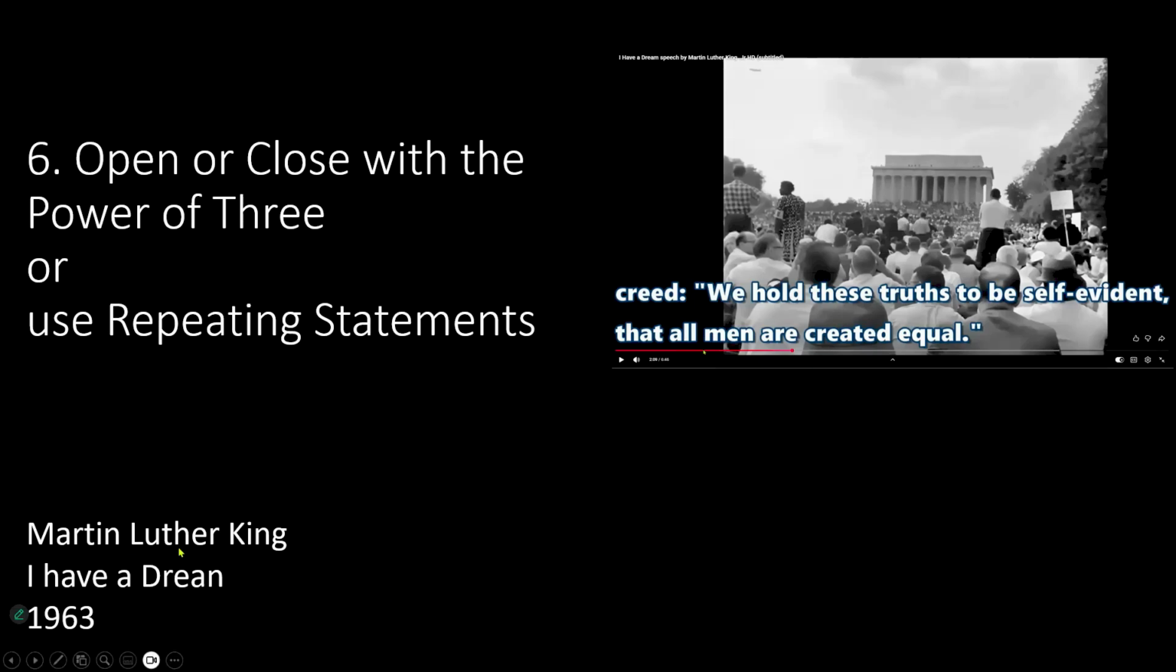So here is the Martin Luther King, I Have a Dream. This was in 1963, and I don't think there's a person on planet Earth who, if you said, I had a dream, wouldn't know what you're talking about. I just want to show you how powerful this repetition tool is, that if you use it in your open or your close, people will remember what you are talking about.